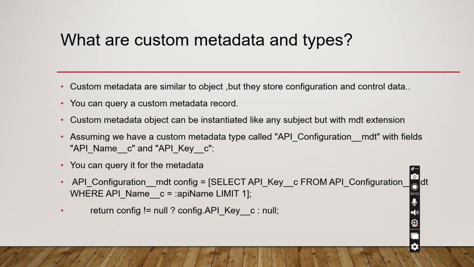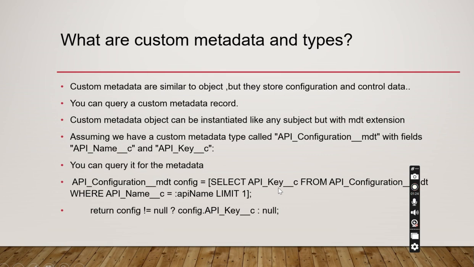So you can create multiple records. You'll have, say, first a Google Drive API name and key. Then you may have drive.com, which will have an API name drive.com and a separate key. So you can store it and query it. If you want to query for a particular Google Drive, you can say API_Configuration__mdt. API_Configuration is the name of the custom metadata, like a table name, and config is the variable of type __mdt. Then you query it.